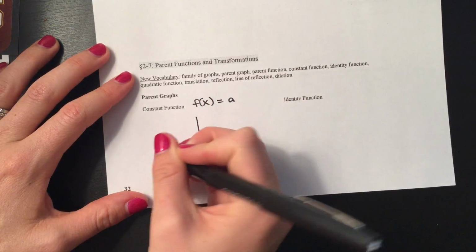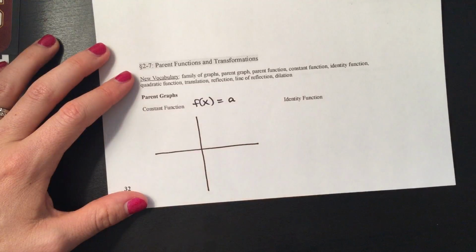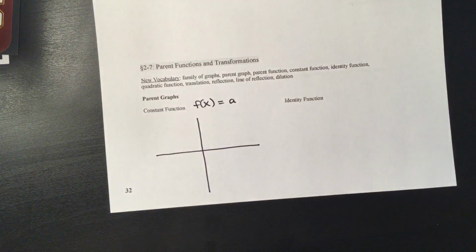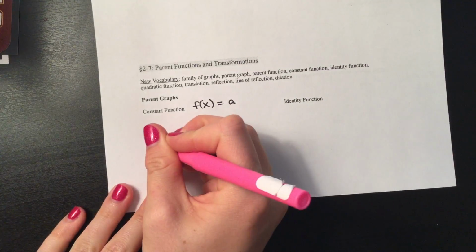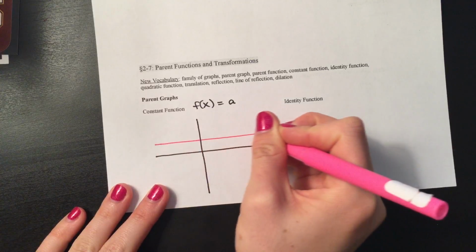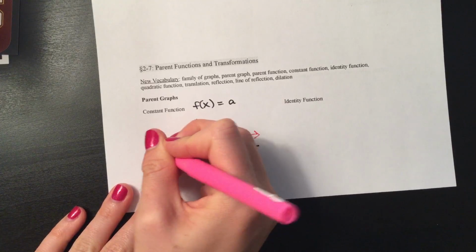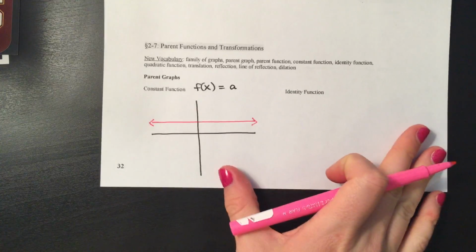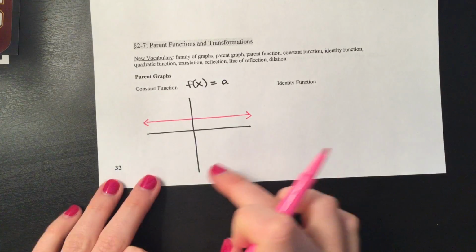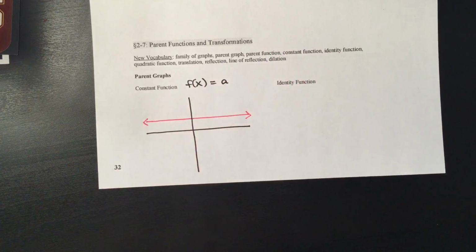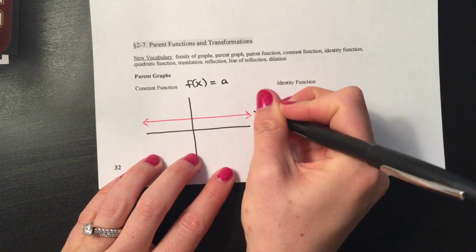And each time we graph, we're going to graph the parent function. So that's our coordinate system, and the graph just looks like this. So it could be any horizontal line at all. That's what it means to be a constant function. So it's just a horizontal line. It could move anywhere up and down. The parent function, though, is just y equals 1.